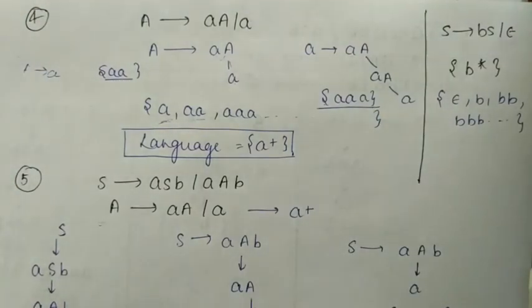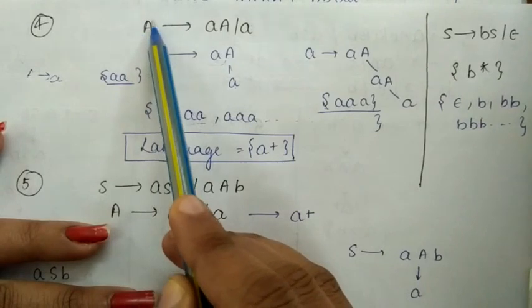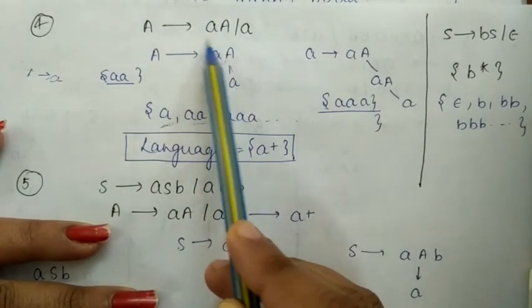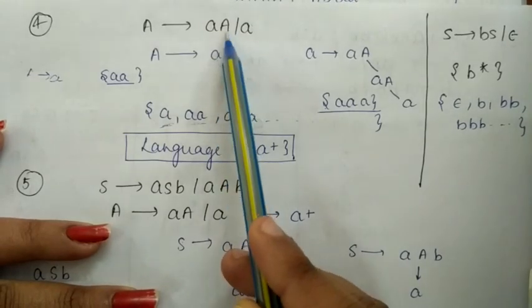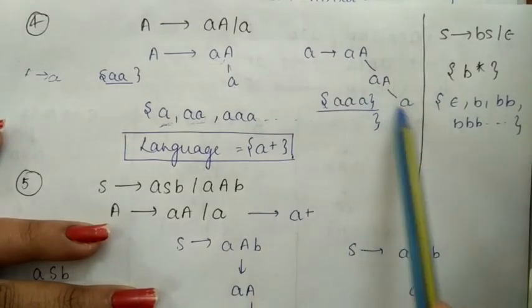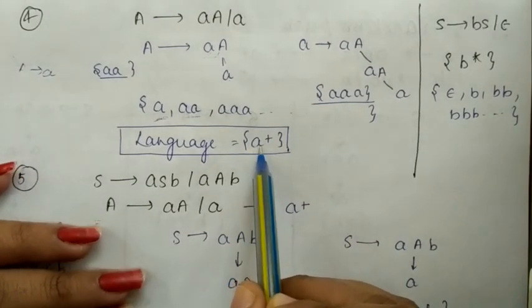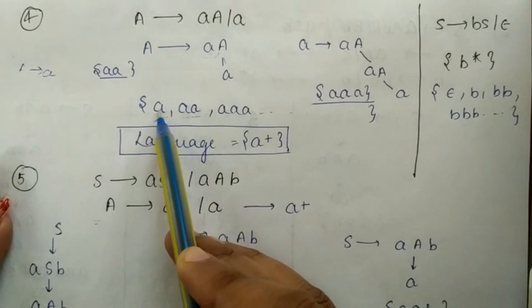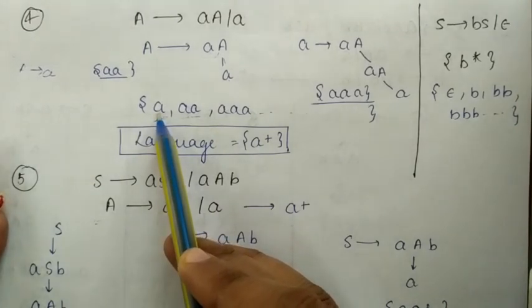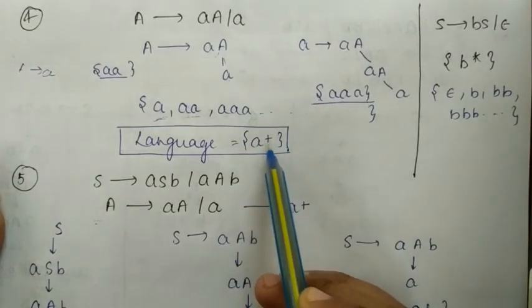This is the grammar for generating any number of a's. It has only one terminal, and this production is calling itself n number of times. When we replace this A, we get one more a. When we replace this A, we get one more a. So we can generate any number of a's. But why have we written a plus here? Because this set of strings does not contain epsilon. The minimum string is a, so it is not containing epsilon, and that's why we are writing a plus.